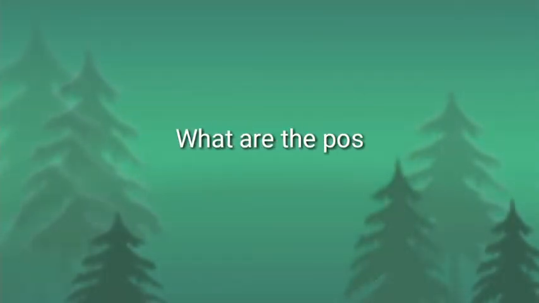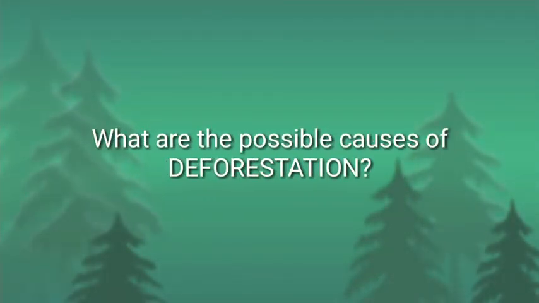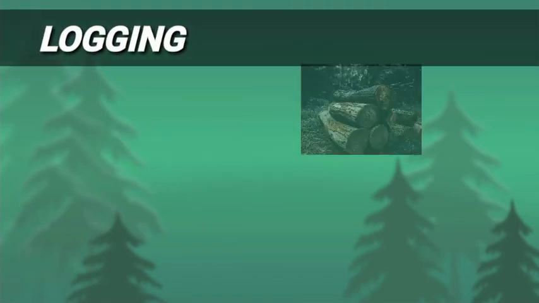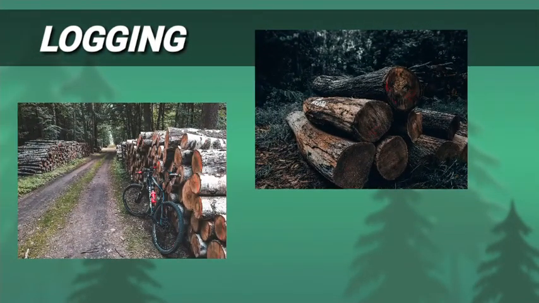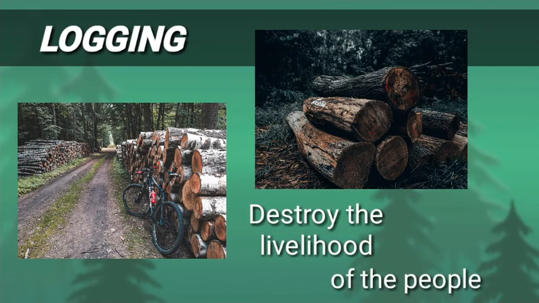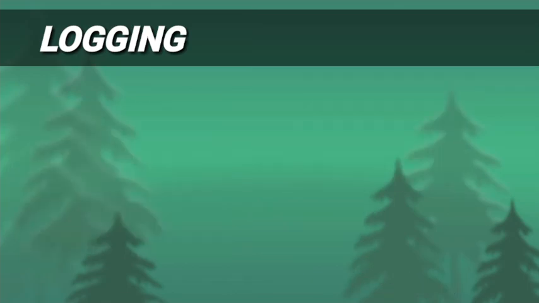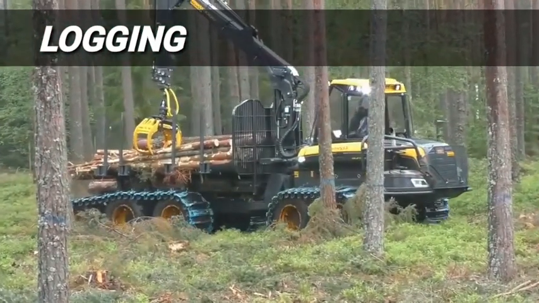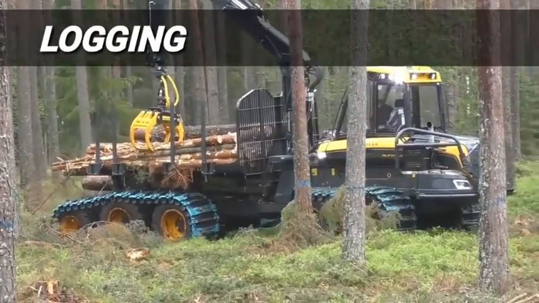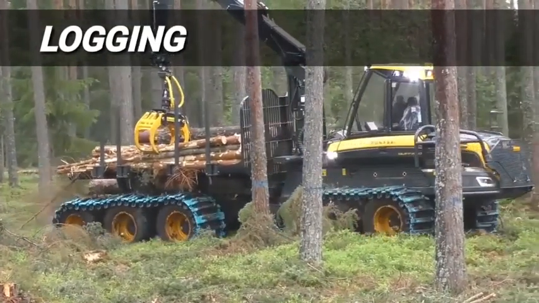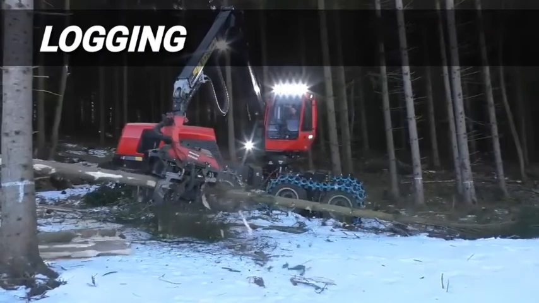What are the possible causes of deforestation? Logging. Illegal logging activities are very common that destroy the livelihood of the people depending on forests. Wood-based industries like paper, matchsticks, and furniture need a substantial amount of wood supply.